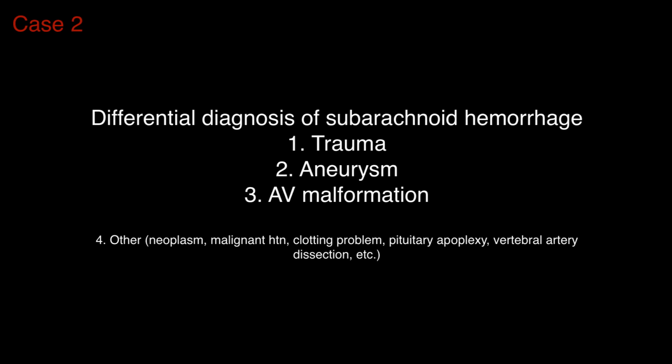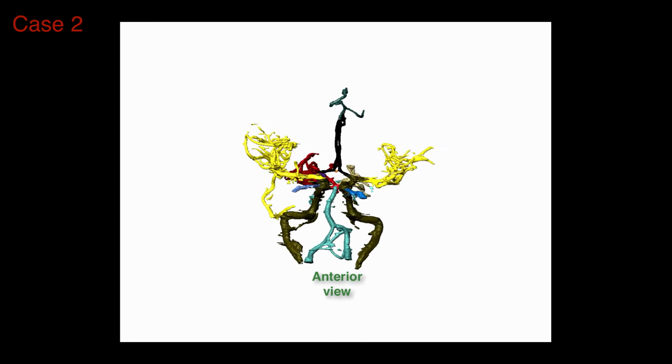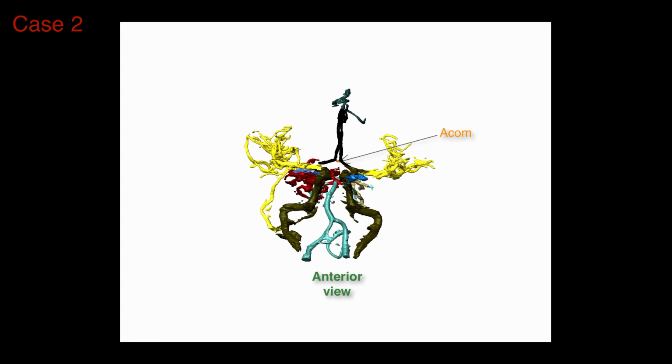Most aneurysms develop at the sites where communicating arteries meet other arteries. Here's a superior view of the vasculature of the brain, showing the posterior communicating arteries, and an anterior view showing the anterior communicating artery. The communicating arteries are small and don't have smooth muscle or internal elastic lamina.